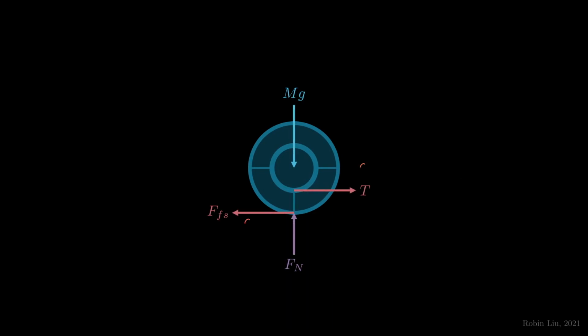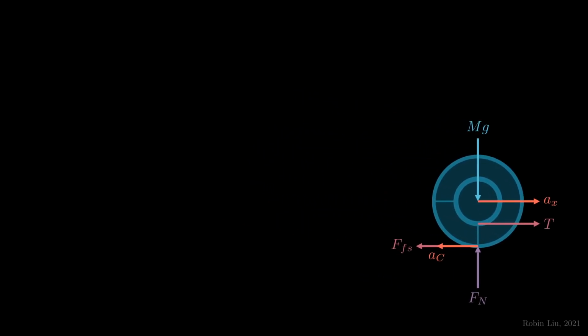As always, we can start by drawing a free body diagram. I will also label the accelerations acting on both the conveyor contact point and the center of mass. Next, we apply Newton's second law. The vertical direction is straightforward. For the horizontal direction, we can recognize that the spool is on the verge of slipping, so we should use the maximum force of static friction.